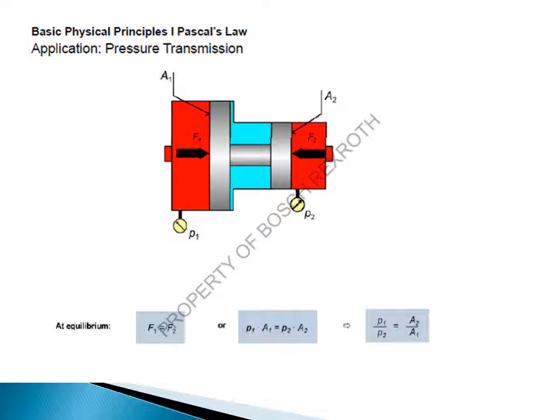We can find out that F1 equals F2, right? So F1, in terms of pressure into area, equals P1 multiplied by A1, and F2 can be calculated as P2 multiplied by A2. Since these two pistons are interconnected with the help of a rod, the force applied at this end will be experienced at this end. So you can say that P1 upon P2 equals A2 upon A1. So this is basically the concept of the pressure transmission.